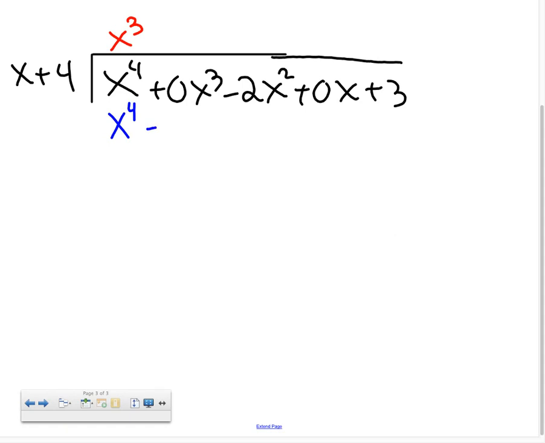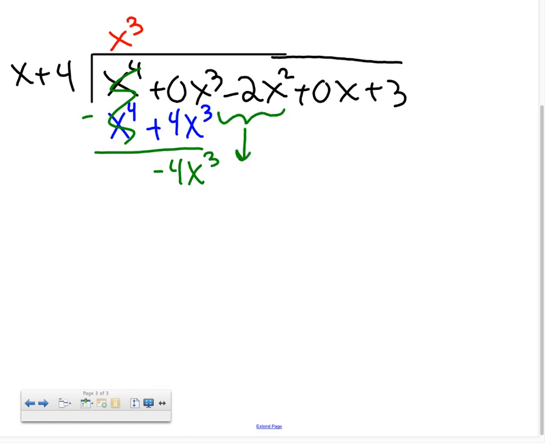I'd have a 4x cubed, because remember that x cubed gets multiplied to both outside terms. I would subtract these. My first pieces would cancel. That's good, they should. Be careful with your negatives here. 0 minus 4 is negative 4x cubed. Then we bring down the next term, so minus 2x squared. And we go through the process again.